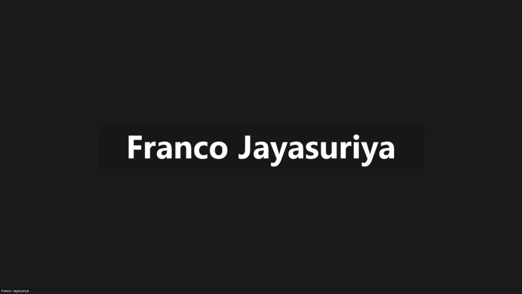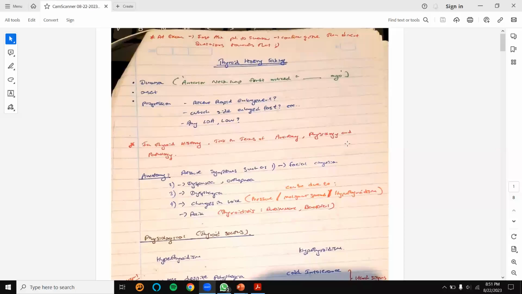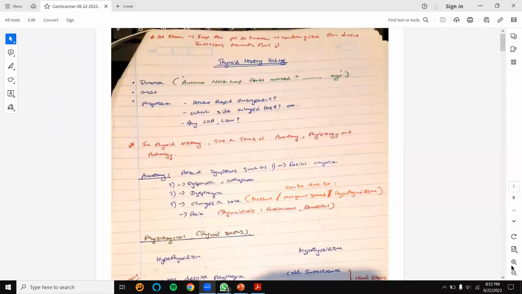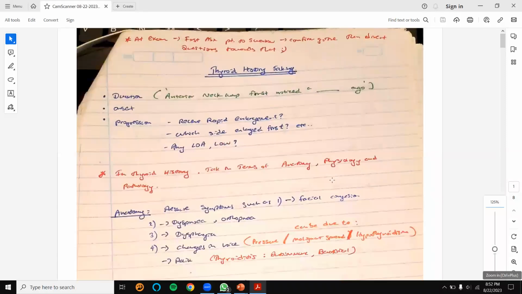So I'll show you my notes. I couldn't type this out, I didn't have time, and it's not clear here. I'll scan it properly and send it again. Hope everyone can see this. So, thyroid history taking. This is for the long case.